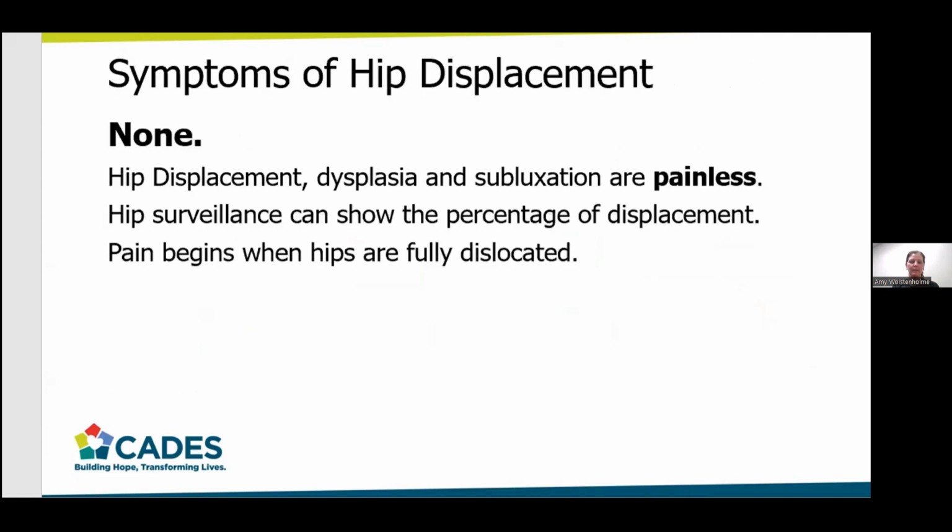The kicker is that the symptoms of these hip issues are completely absent. They are painless, and the only measurement for the degree of displacement is the migration percentage, which is calculated by X-ray. Pain only begins when the hips are fully dislocated. At this point, the hips cannot be reconstructed.